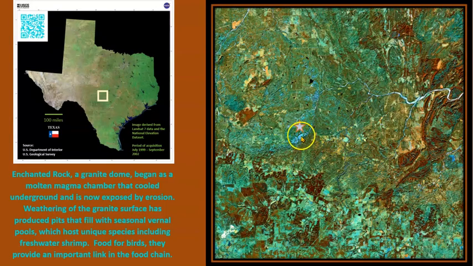Enchanted Rock is a granite dome that began as a molten magma chamber that cooled underground. It is now exposed by weathering and erosion. Weathering of the granite surface has produced pits that fill with seasonal vernal pools, which host unique species, including freshwater shrimp.